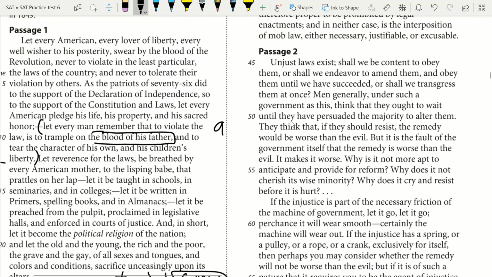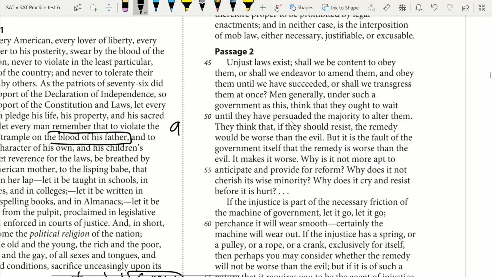Unjust laws exist. Shall we contend to obey them, or shall we endeavor to amend them, and obey them until we have succeeded, or shall we transgress them at once? Men generally, under such a government as this, think that they ought to wait until they have persuaded the majority to alter them. They think that if they should resist, the remedy would be worse than the evil, but it is the fault of the government itself that the remedy is worse than the evil. It makes it worse. Why is it not more apt to anticipate and provide for reform?